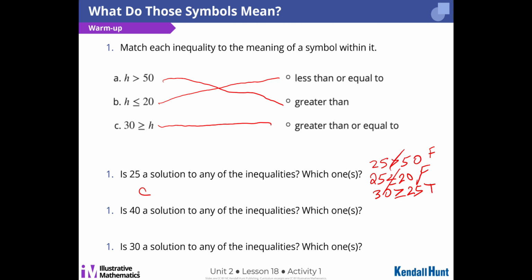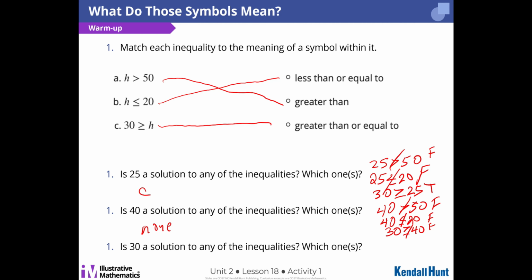Is 40 a solution to any of these inequalities? Plug in for the first one: 40 greater than 50. That's false. I'm going to put a line there. 40 is less than or equal to 20. Again, I'm going to put a line there. That's false. And 30 greater than or equal to 40. Again, that's false. So none of these work for this one.